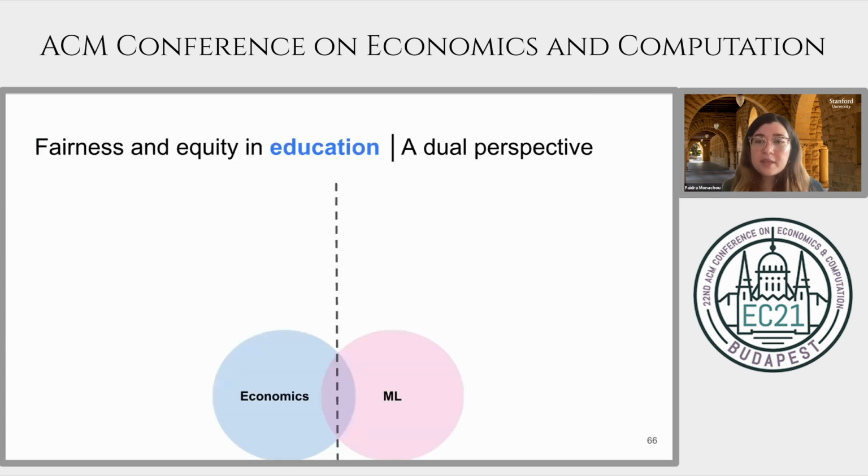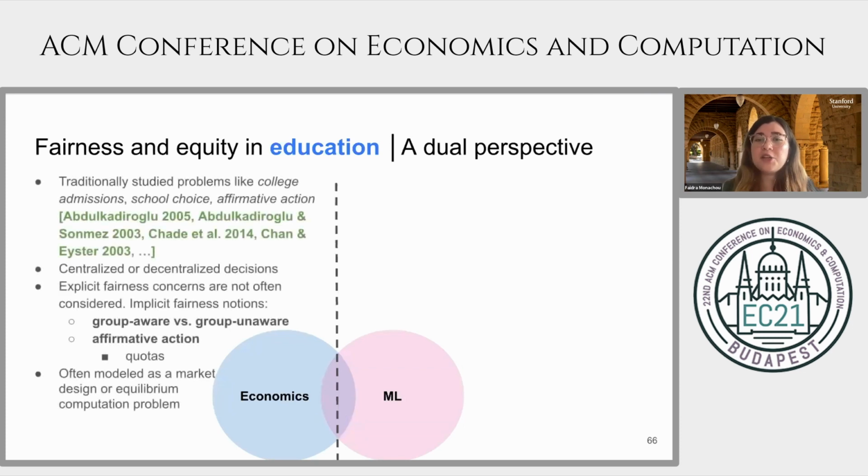Economics has a long line of literature on problems in education. They have looked at problems like college admissions, school choice, and affirmative action, where decisions are made in a centralized or decentralized way. What's important here is that explicit fairness concerns are usually not studied in this literature, but we still see some implicit notions of fairness, like the comparison between group-aware and group-unaware policies and the use of affirmative action. At a high level, these problems are usually modeled as a market design or an equilibrium computation model.